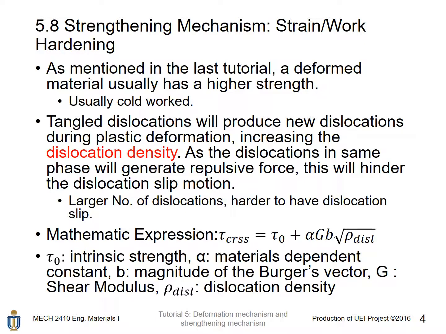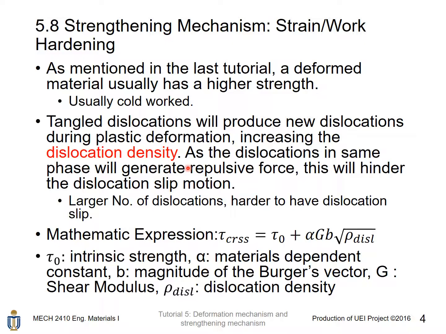Work hardening. As I mentioned in the last tutorial, our deformed materials usually have a higher strength. And basically, in actual cases, it is usually achieved by using the cold work method. It is because the tangled dislocations will produce new dislocations during plastic deformation, which increases the dislocation density. As dislocations in the same phase will generate repulsive force, this will hinder the dislocation motion. And also, with a larger number of dislocations, it is harder to have dislocation slip.